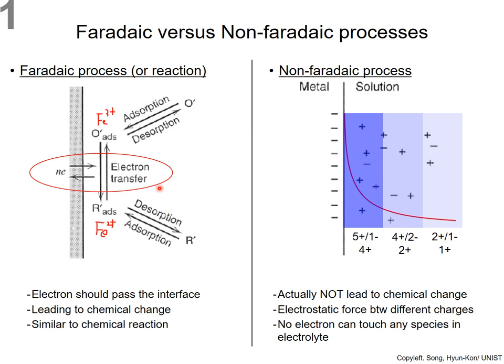On the other hand, we have the non-Faradaic process. Here is the situation. Here we have the metal and there is some electrolyte inside of which we have some ions. The situation is that we have applied some negative potential to the metal. And then right now, you can find 9 negative charges. 1, 2, 3, 4, 5, 6, 7, 8, 9 negative charges. To neutralize or compensate the extra 9 negative charges, we need some redistribution of ions inside the electrolyte.